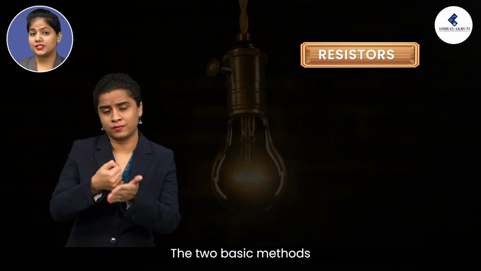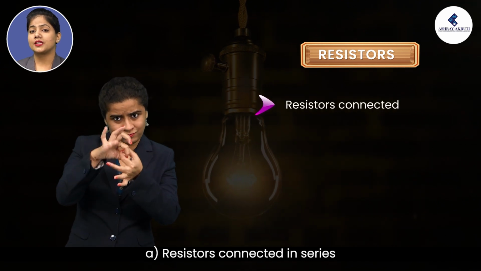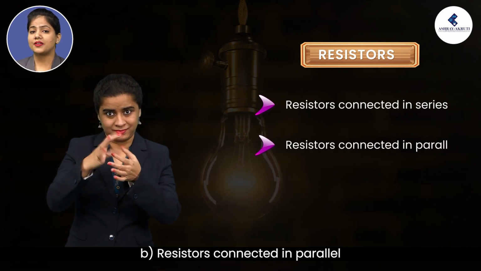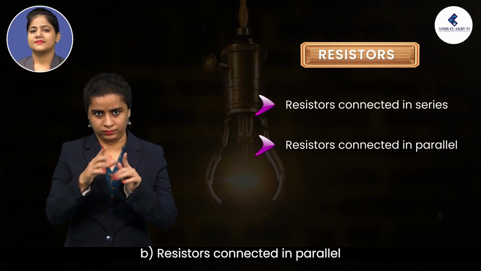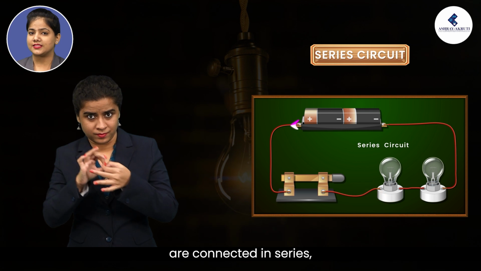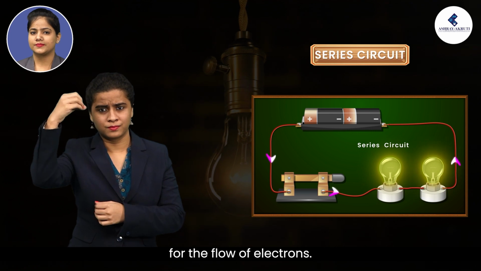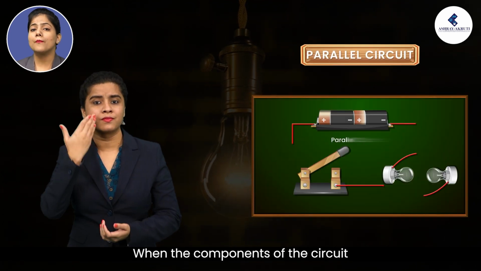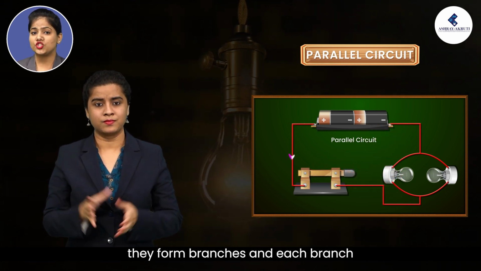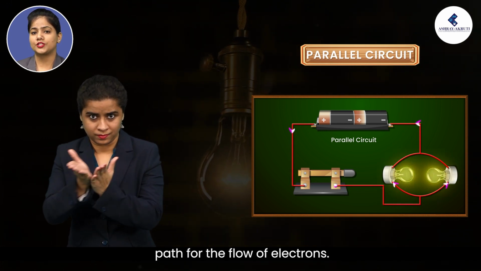The two basic methods of joining resistors together are resistors connected in series and resistors connected in parallel. When the components of the circuit are connected in series, there will be a single path for the flow of electrons. When the components of the circuit are connected in parallel, they form branches and each branch provides a separate path for the flow of electrons.